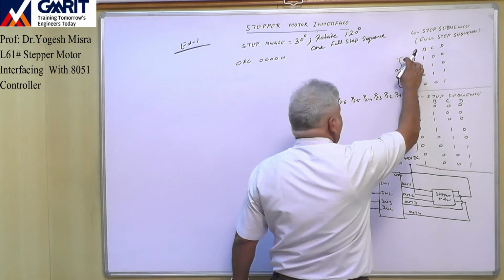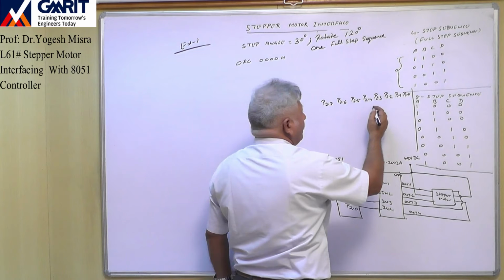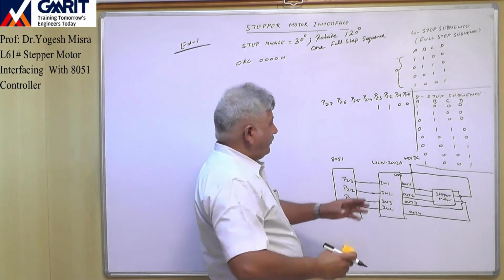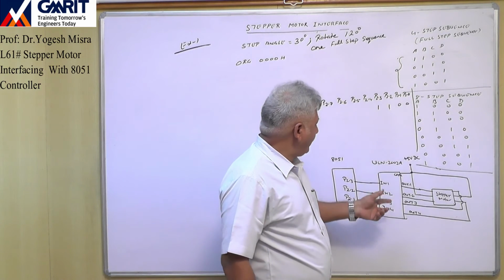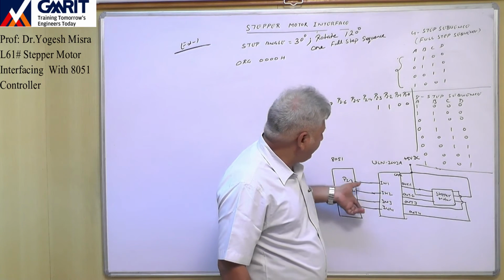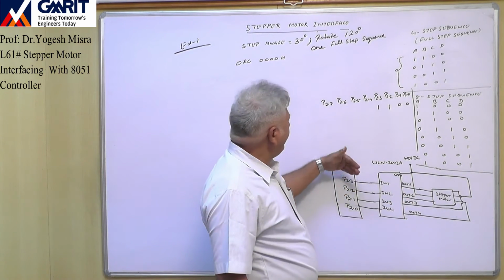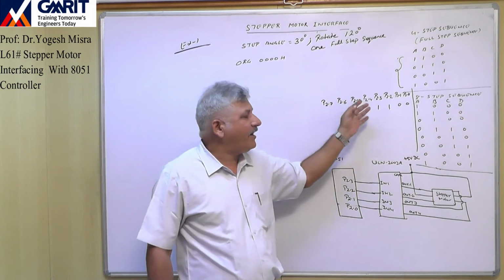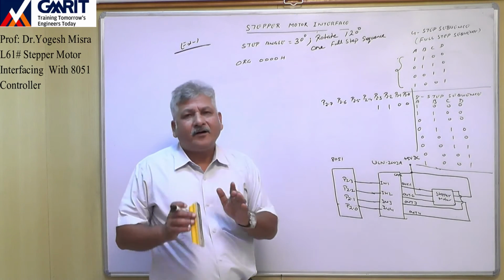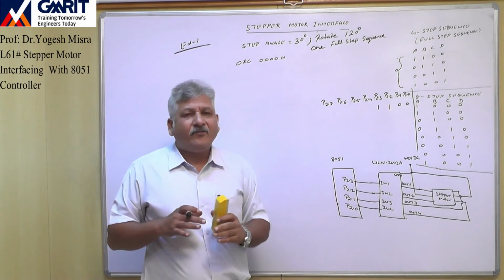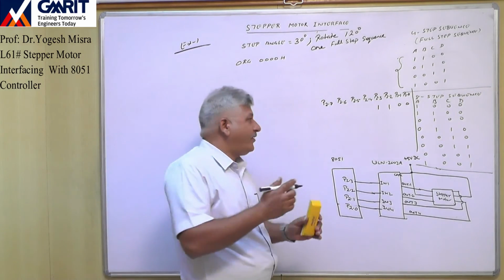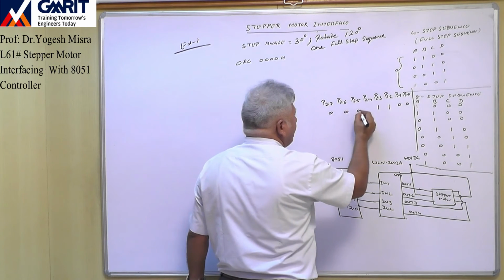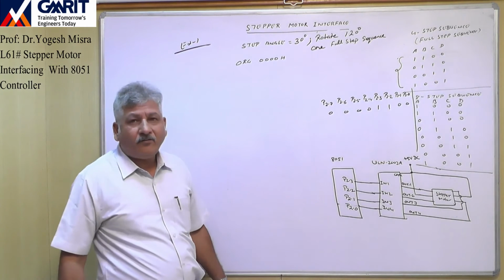So the first step in the 4-step sequence is 1100. So we will give 1100 to pins 2.3 to 2.0, because 2.3 to 2.0 are connected to the stepper motor, and the remaining pins of the port we are not using. If you are not using them, you can send either 0 or 1, it does not matter. But general practice is, if we are not using any pin, we send 0. So for pins 2.7 to 2.4, we will send 0, 0, 0, 0. This will be our first sequence.